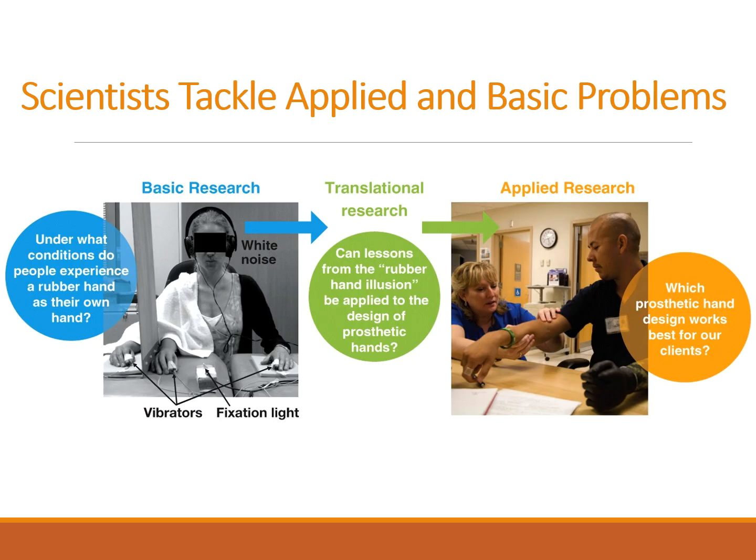So can lessons from the rubber hand illusion be applied to the design of prosthetic hands? So we have basic research that basically says, yes, we can fool someone into believing that a rubber hand is actually theirs in certain conditions. The applied research then looks at which prosthetic hand design works best for your clients and feels more natural. So all of that kind of falls into itself. Now that isn't one single study, that was a series of studies that translated basic research into applied research.